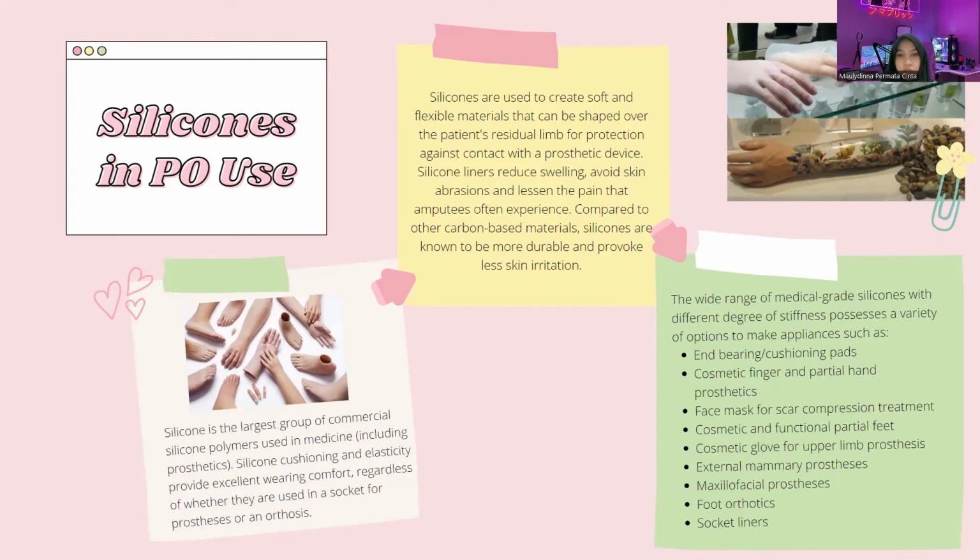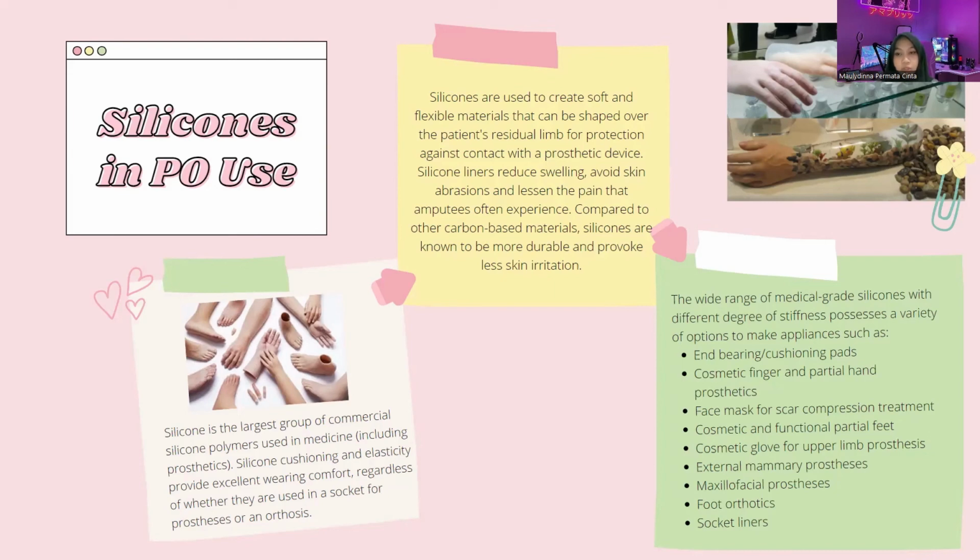Silicone liner reduce swelling, avoid skin abrasion, and lessen the pain that amputees often experience. Compared to other carbon-based materials, silicone are known to be more durable and provoke less skin irritation. The wide range of medical-grade silicone with different degree of stiffness possesses a variety of options to make applications such as end bearing or cushioning pads.